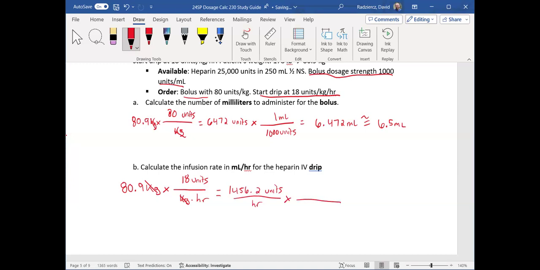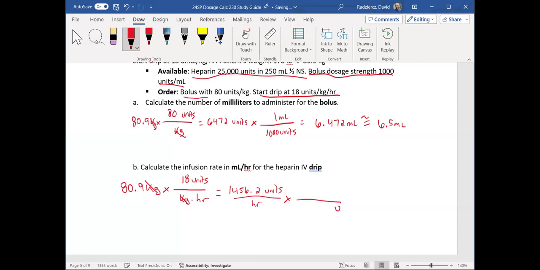And then with heparin, you're going to see other examples of this where it says units per hour, like for a heparin infusion, and it'll say the same thing for insulin. So if you have to convert insulin units per hour to milliliters per hour, we're going to do the exact same step in that I'm going to look at what I have available, and I'm not going to use the bolus because we're not calculating a bolus. I'm going to look at this IV, right? 250 milliliter half normal saline that has 25,000 units of heparin in it.